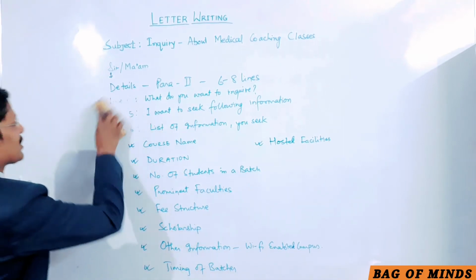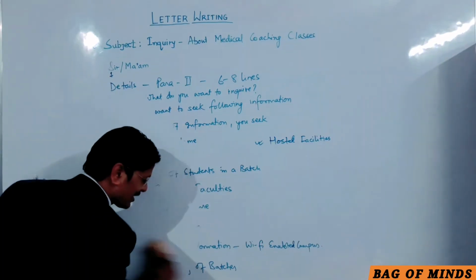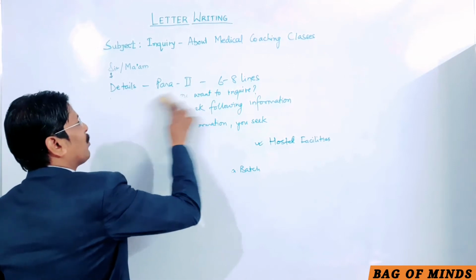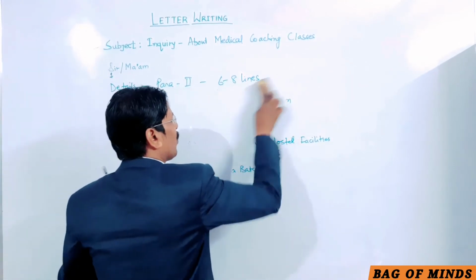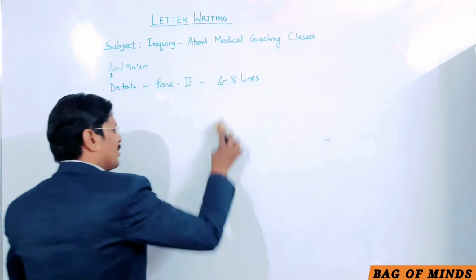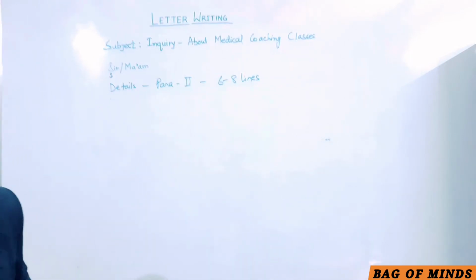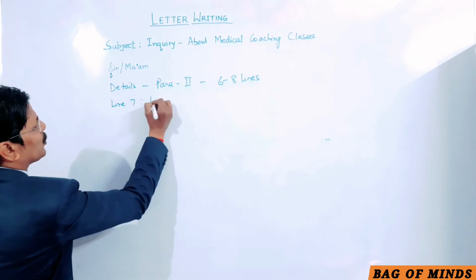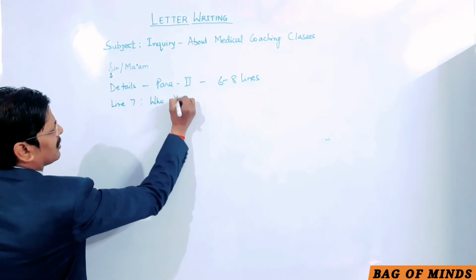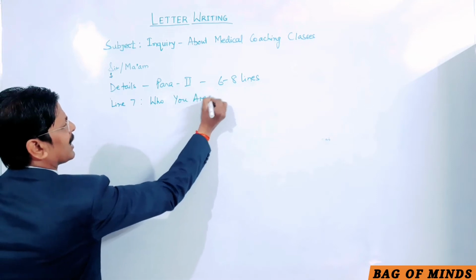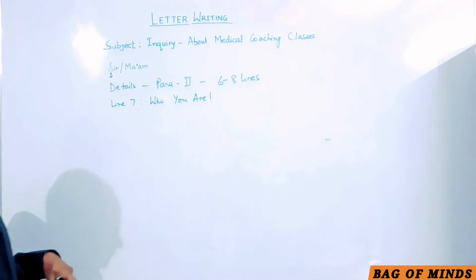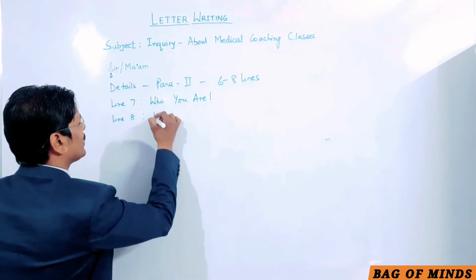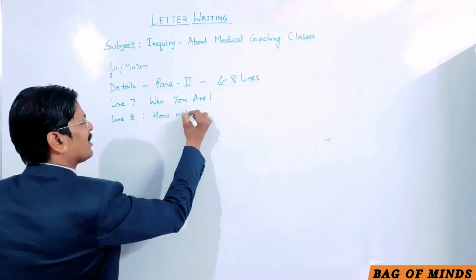Then comes your line number 7. Let me just quickly erase it so that we can know how to write, and finally what to write will be shown to you within a short span of time when we start writing the details section. Then line number 7, who you are, and I'll put an exclamation sign. Next, line number 8, like I mentioned in the beginning, there is no free lunch.